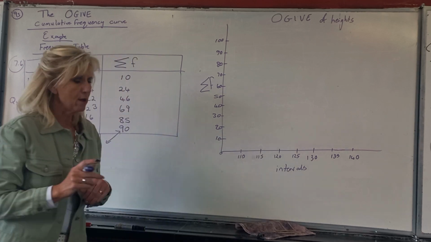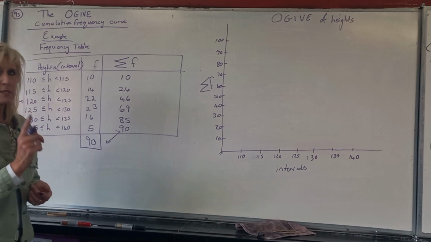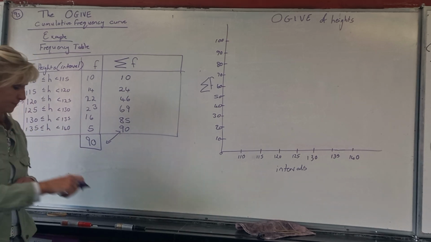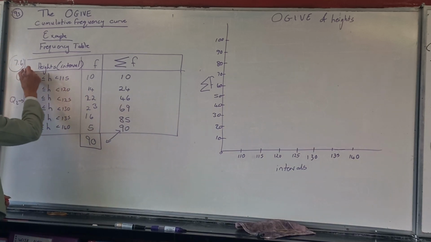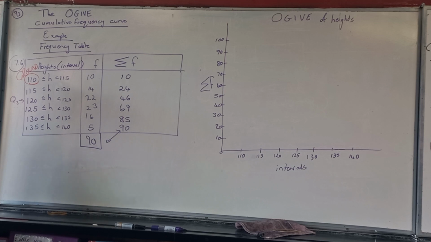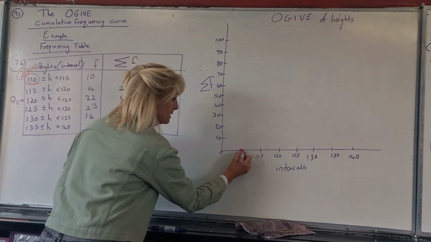Right. Now comes the rules, which you must write down. You're going to draw this ogive using the following. You're always going to do this. This is where you ground your graph. Whatever was the lower border of the first interval, the lower border, so the first interval was from 110 up to 150. The lower border is 110, and that is where you ground your graph. It has to start on the x-axis.